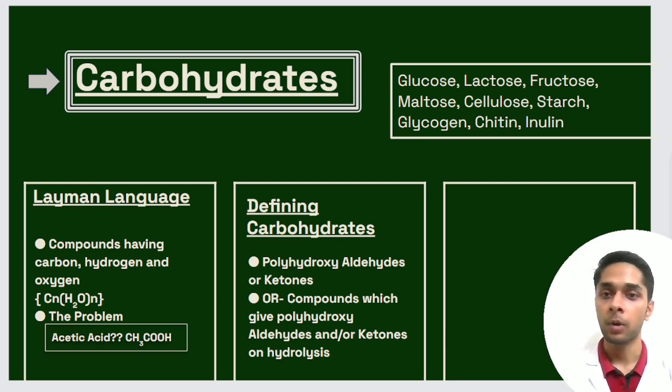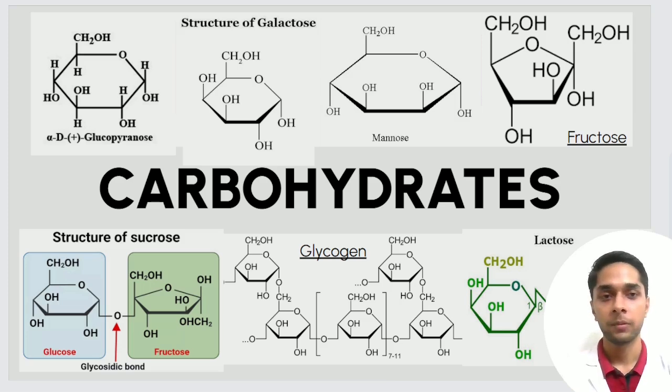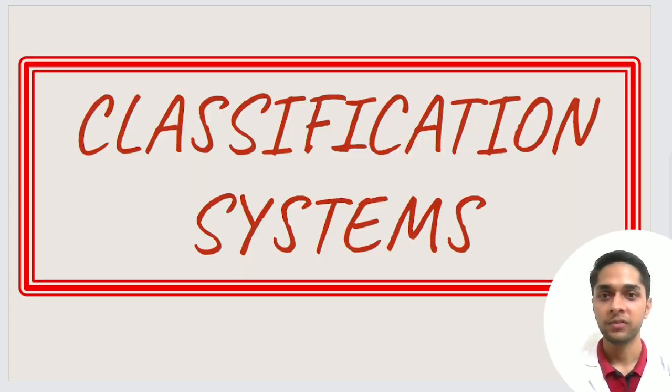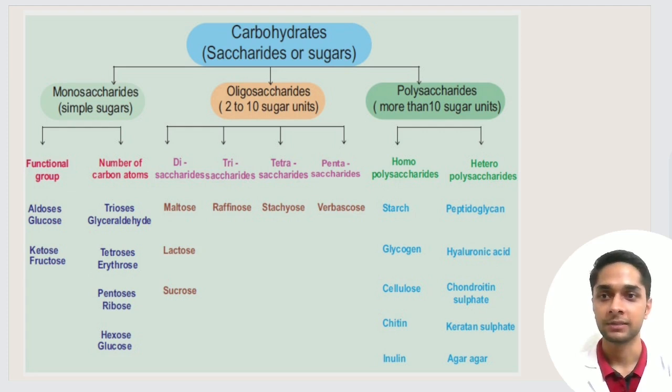So how do we tackle that problem? We can do that by defining carbohydrates in a better manner so that these compounds are entirely excluded. Now, we define carbohydrates in biochemistry as polyhydroxyaldehydes or ketones, or compounds which give polyhydroxyaldehydes or ketones on their hydrolysis. This excludes compounds like acetic acid entirely from the classification. Now, these are some common carbohydrates and their classification system, which is broadly like this.